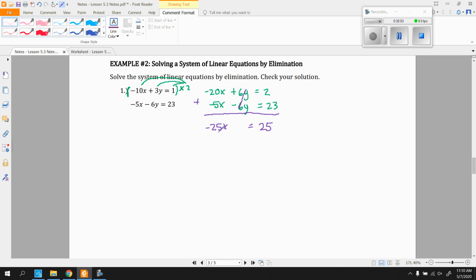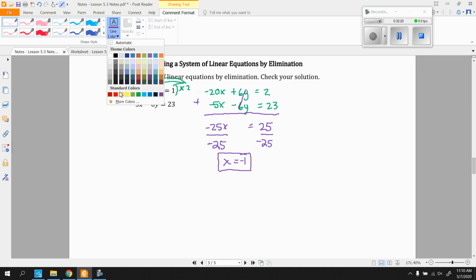Okay? From here, everything else is how we did it above. So I'm going to divide everything, just whatever it is to get the x by itself. So divide by negative 25. This cancels, x equals negative 1. Okay, so everything now is consistent with what we've already done.